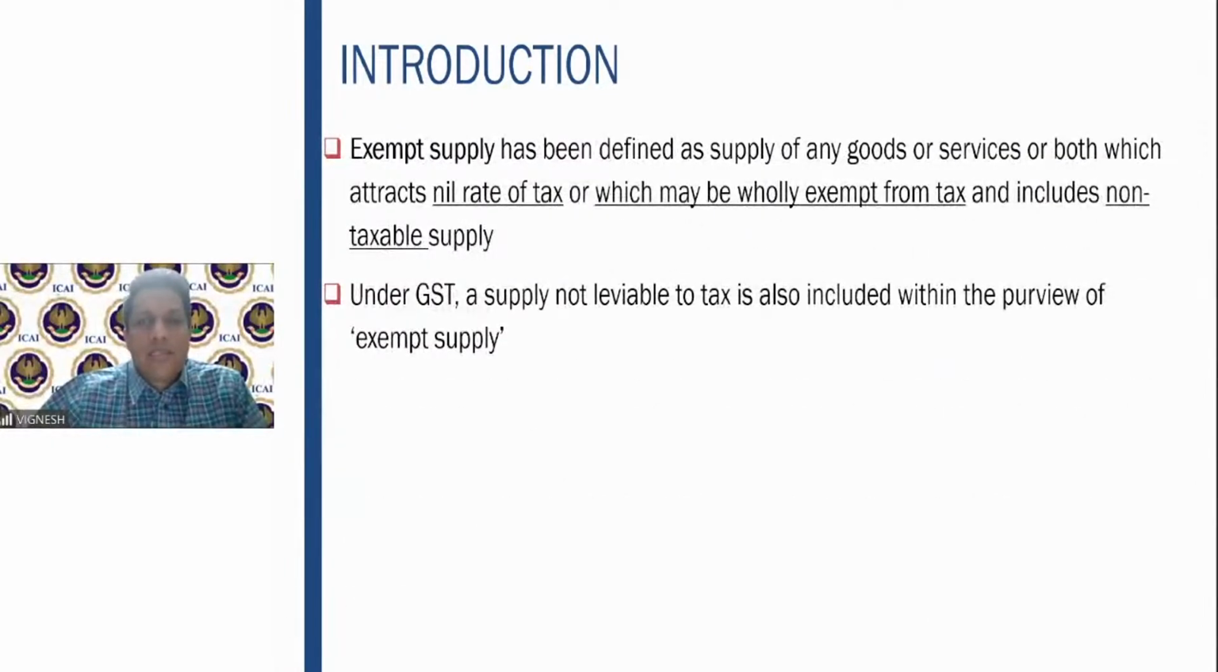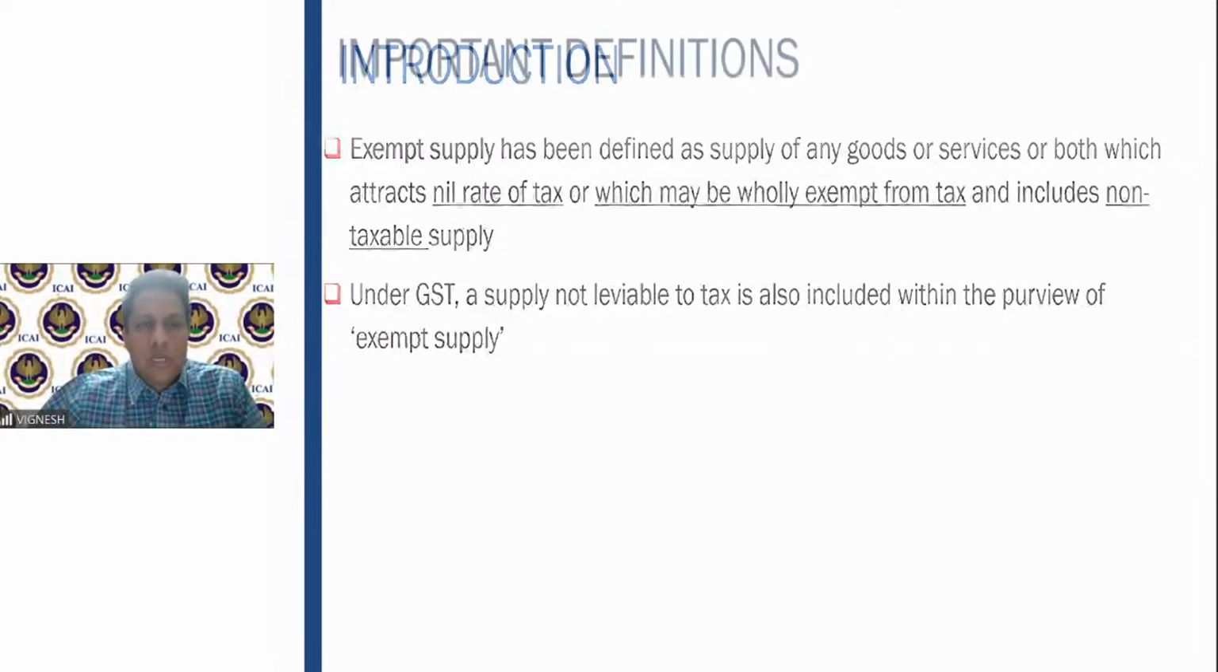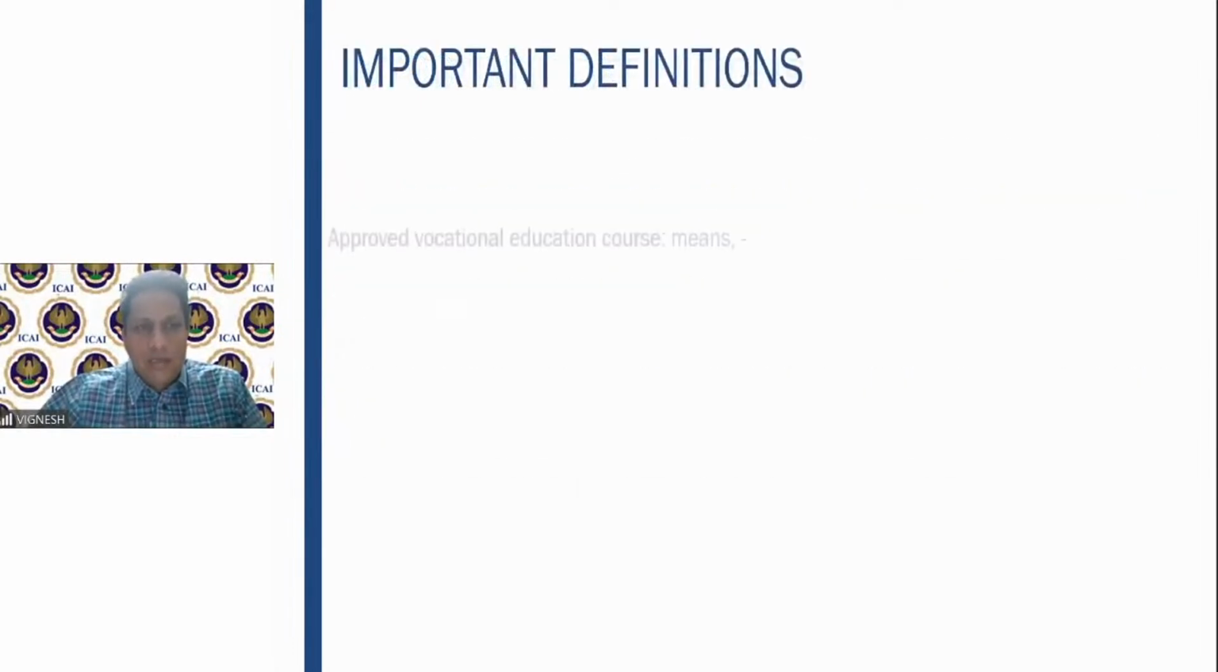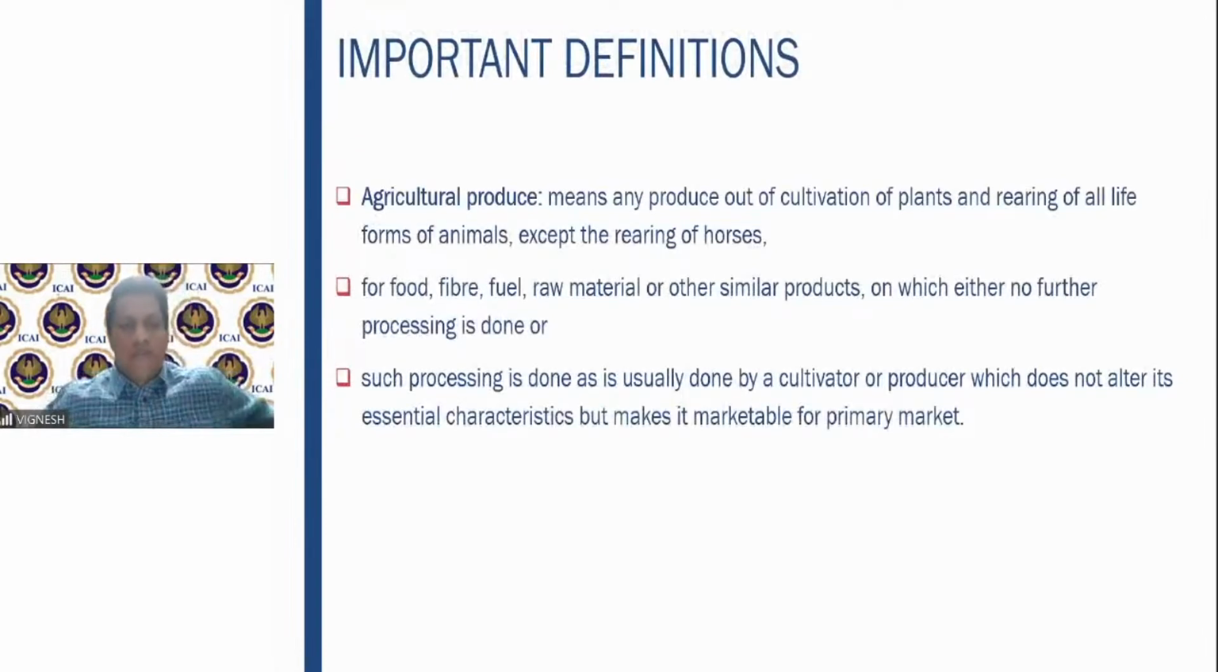Exempt supply: a supply which attracts a nil rate of tax or which may be wholly exempt from tax, and includes non-taxable supply. So under GST, it is a supply which is not leviable to tax. As I told you, non-taxable supplies are also included under exempt supply. Before that, let us go through some definitions.